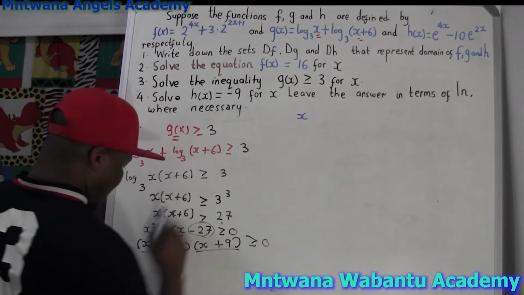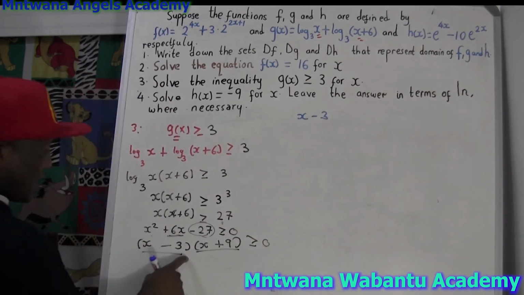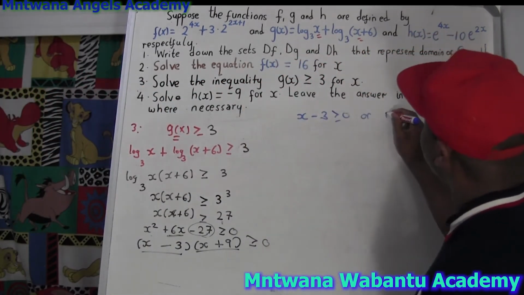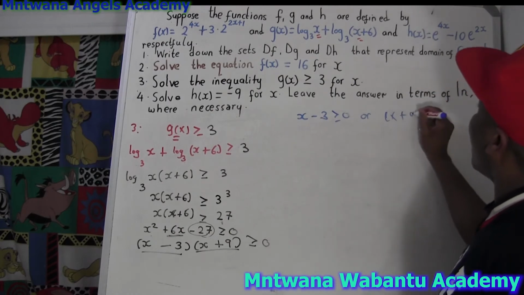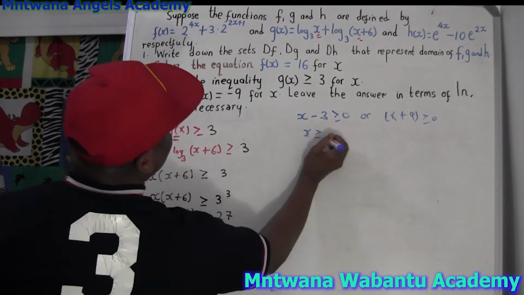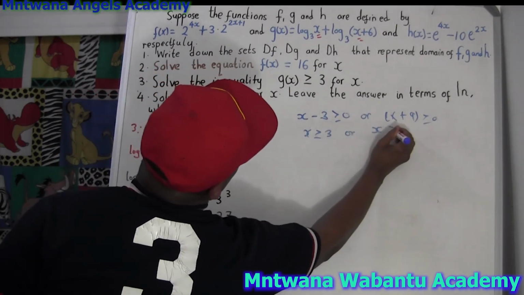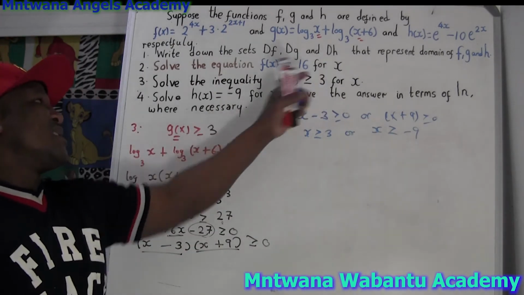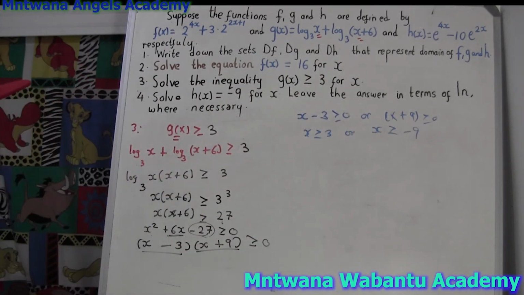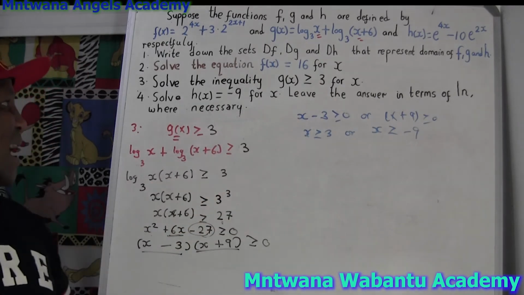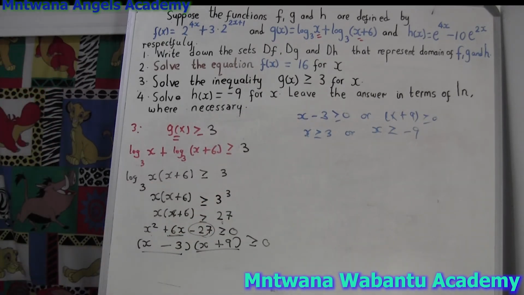x minus 3 is greater than or equal to 0, or x plus 9 is greater than or equal to 0. So for that case, we say x is greater than or equal to 3, or x is greater than or equal to negative 9. So these are the values of x when g of x is greater than 3. They say solve the inequality of g of x when it's greater than 3 for x. So these are the values of our x.